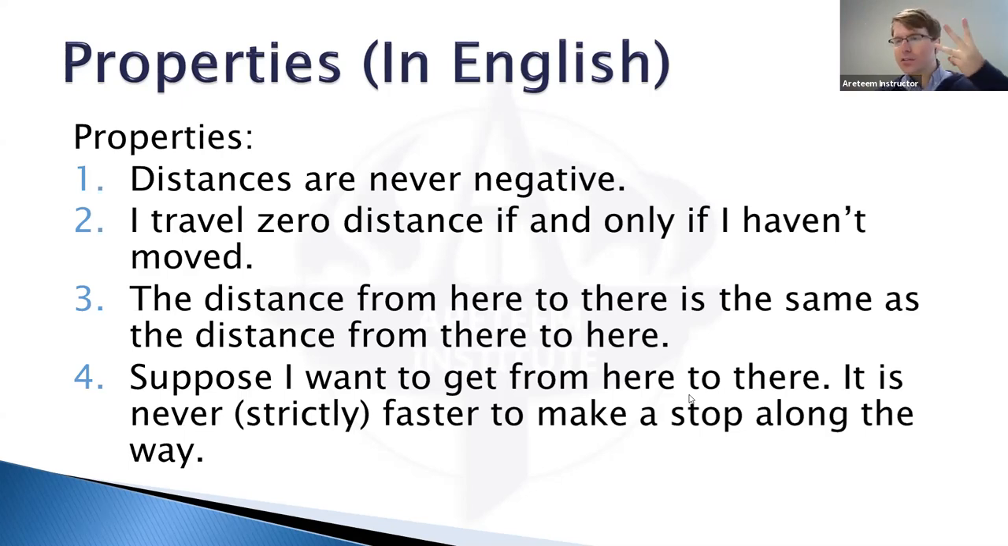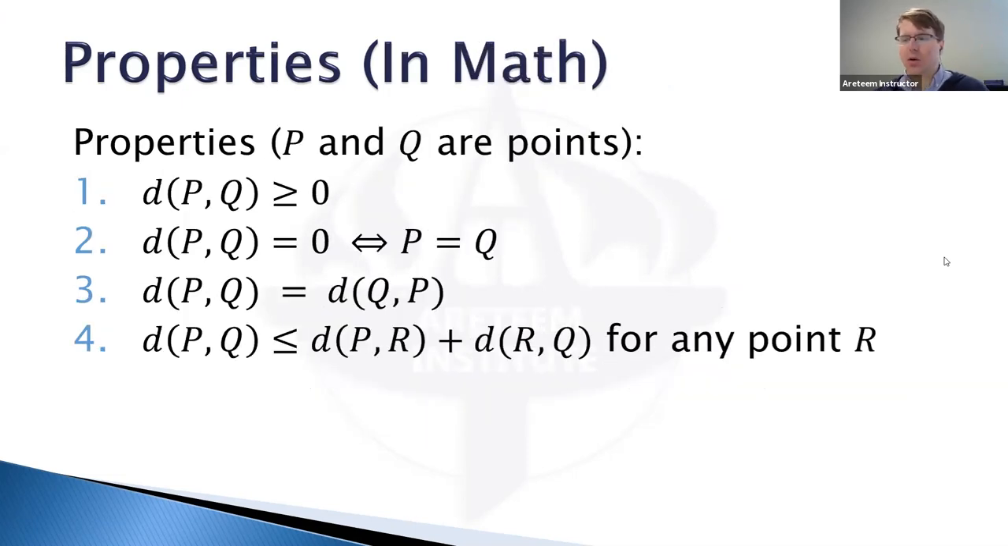The first three of these you can probably translate fairly simply into math. The fourth one is a little bit different, but I want to get us started using this vocabulary and notation as well. So translating these same four statements into math, we have the following. All of these are going to hold for points P and Q. There are no restrictions, any points P and Q.